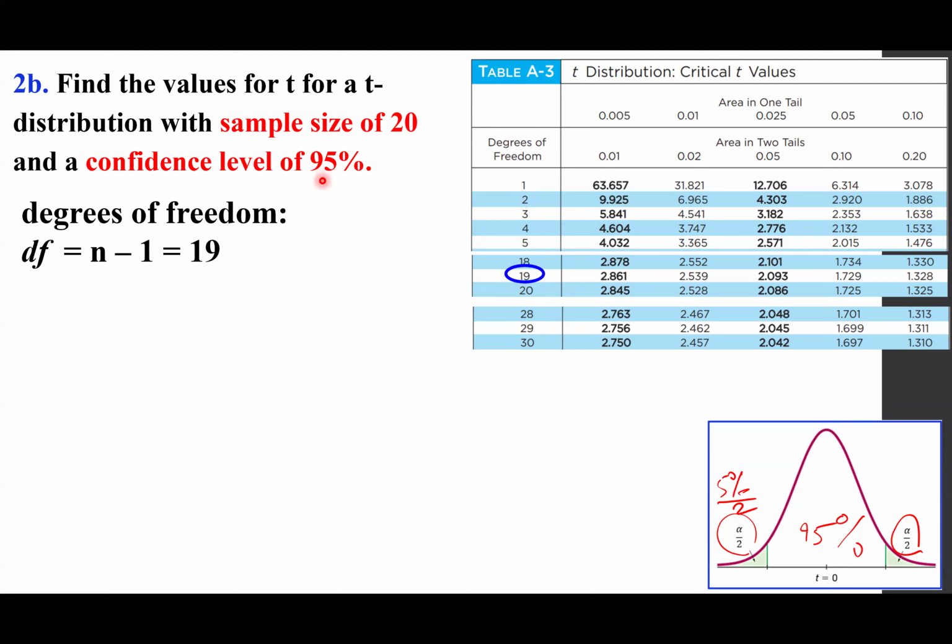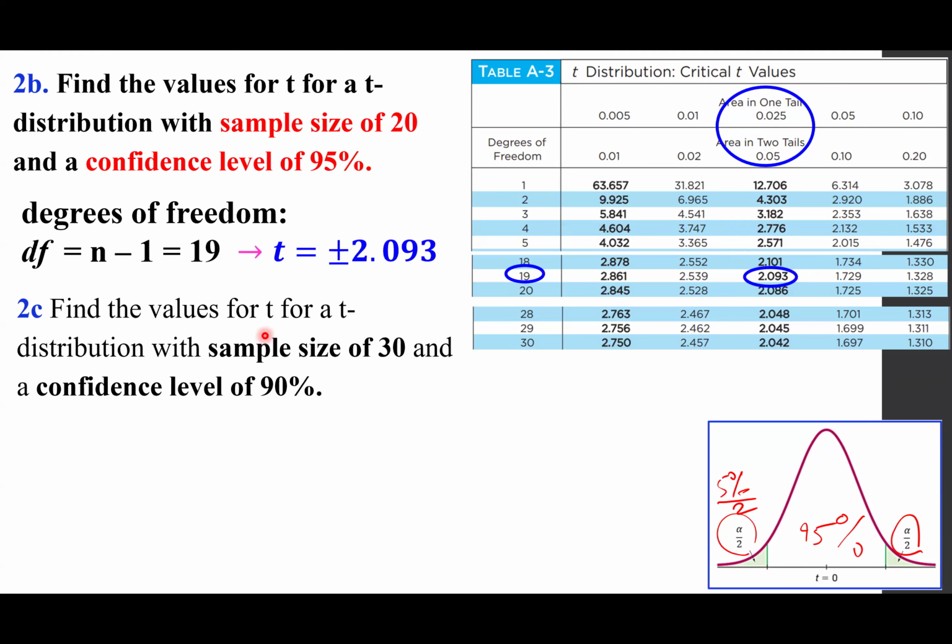Now, because it's a 95% confidence interval, the area in two tails is 5%, or 0.025 in one tail. So you look for that, and they have an intersection of 2.093. So this is negative, this is positive, 2.093. So you have two answers. That's how you find it from the table.